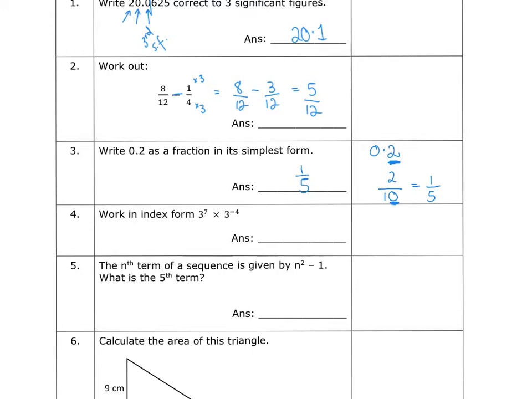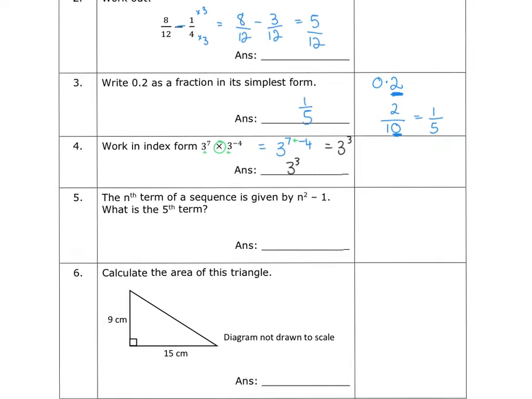4. Work in index form 3 to the power of 7 times 3 to the minus 4. In index form, don't forget when we have a multiply, we add the powers. So that is 3 wholes, 7 and minus 4. And since we have multiply, we're going to add them. The base is the same, so that's why we can use this method. Now 7 plus minus 4 means 7 minus 4, which is 3. So the answer is 3 to the power of 3.